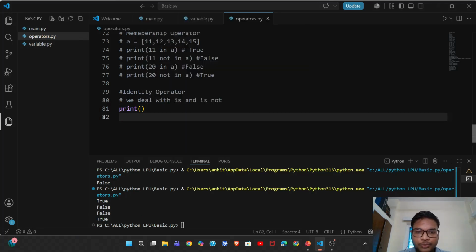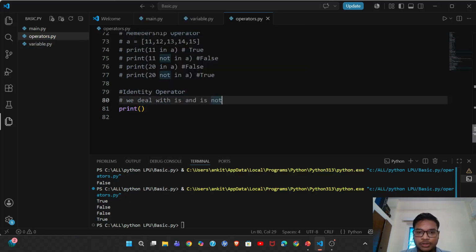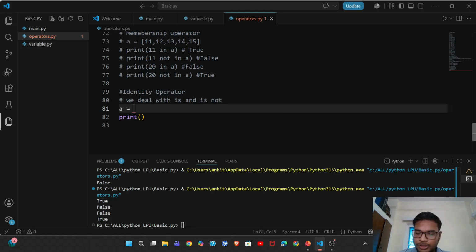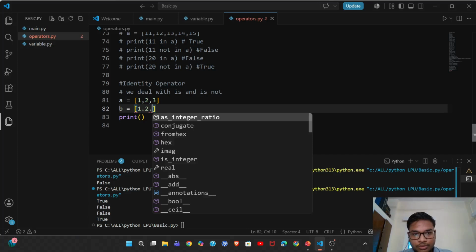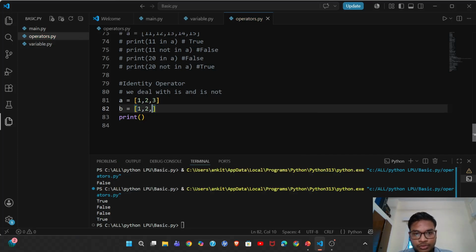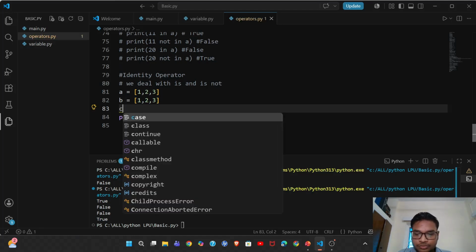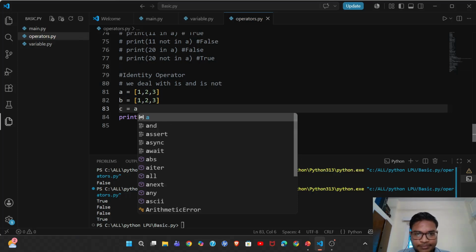Before print, we have to define A equal to the first list, 1, 2, 3. And B equal to another list, 1, 2, 3. This value is the same, but the memory location is different. So we can find the difference with the help of the identity operator. And C equal to A, correct?